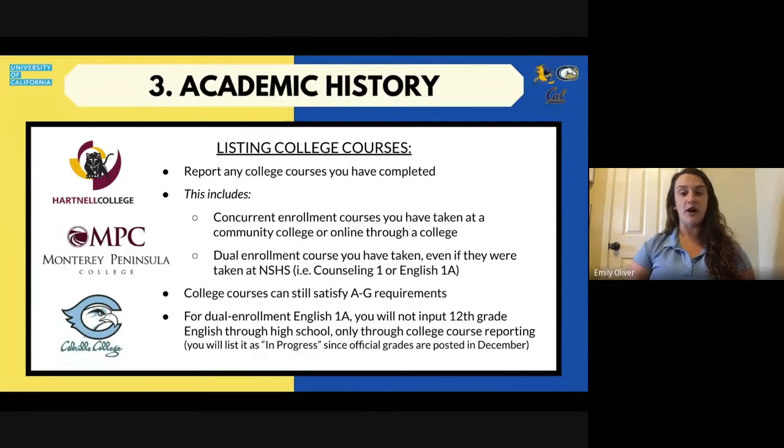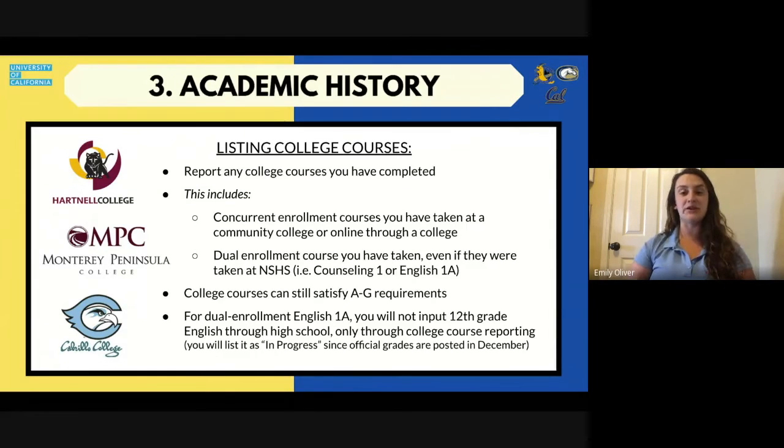Academic history for college courses. You're going to report any college course you have completed. This includes concurrent enrollment courses you have taken at a community college or online through a community college, as a lot of the community college classes right now are fully online. Dual enrollment students, if you have taken dual enrollment courses, even if they're taken at North High, you will input them as your college courses. This goes for Counseling 1 and English 1A.